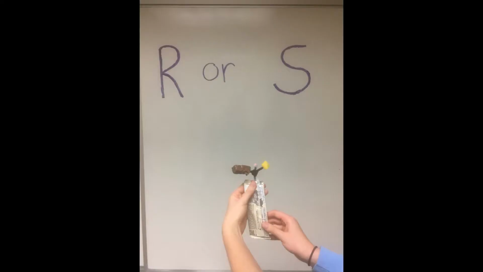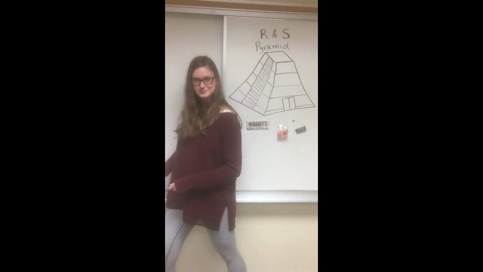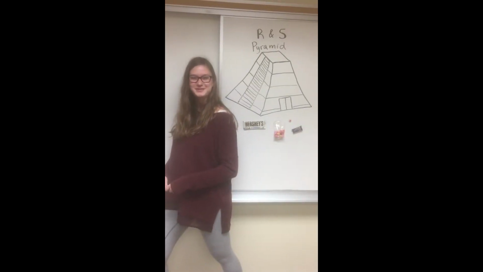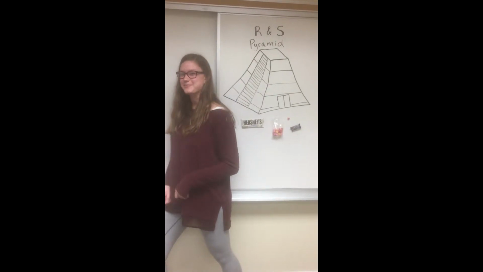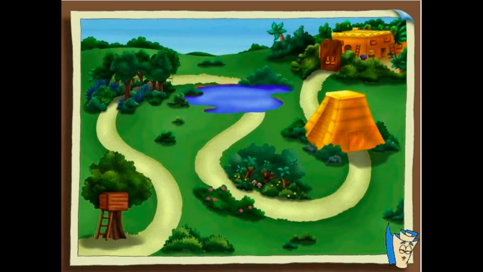Here, look at this candy molecule. Is this candy molecule R or S? You're right, it's R. Great job with those candy molecules, guys. We made it through the R and S pyramid. Now let's get out the map and see where we're going next. We've made it through the R and S pyramid, and now it looks like we go to the chiral lake.